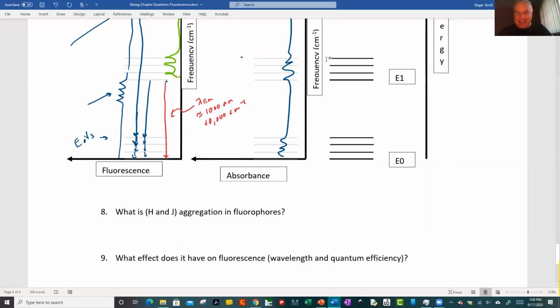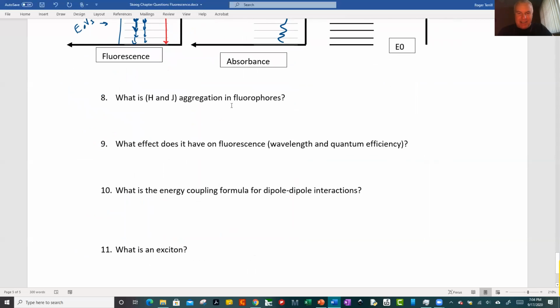Okay. So, what are H and J aggregation in fluorophores? You guys can look that up. They're different types of aggregates. What effect does it have on fluorescence, both in the wavelength area and the efficiency area, right?